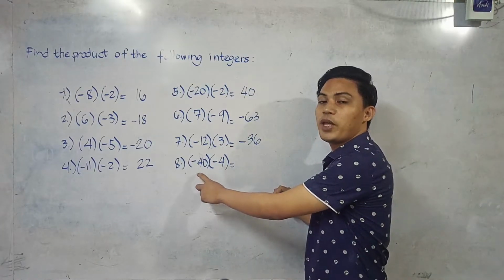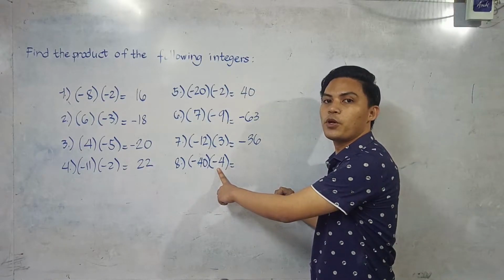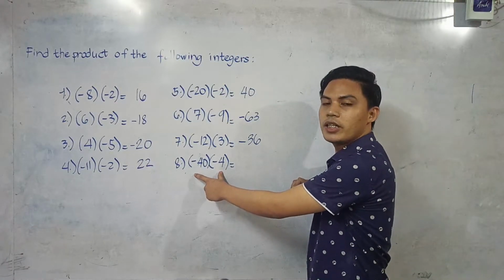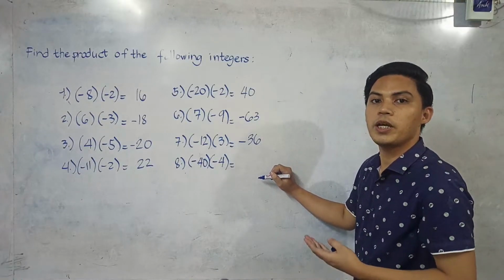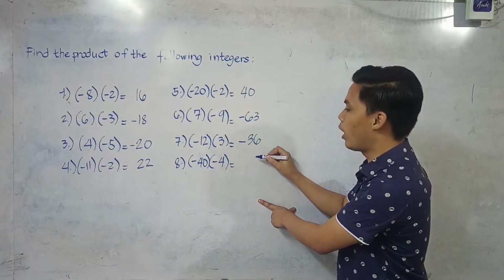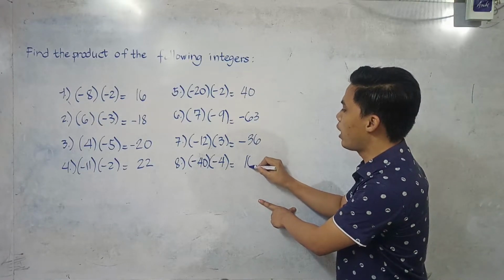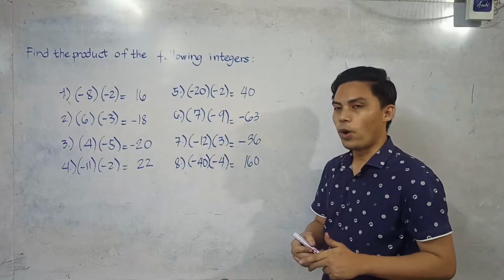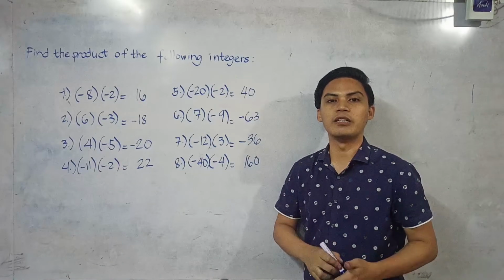And lastly, we have negative 40 times negative 4. So, since like signs sila, ang sagot natin will always be positive. So, 40 times 4, you will have 160. So, the final answer is positive 160.